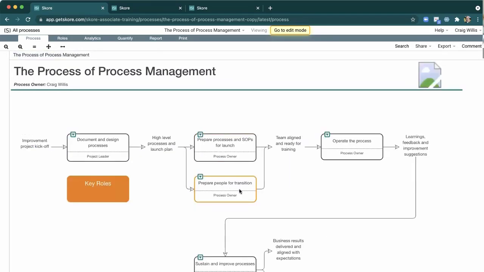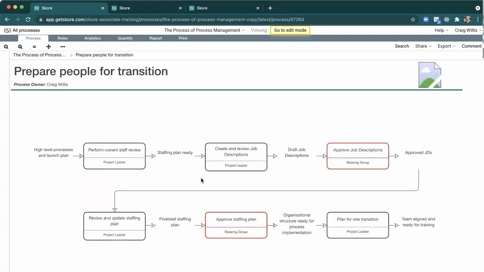The other box here, which is a really, really important one and often gets forgotten, is about making sure that the people themselves who are going to be operating these processes are prepared for them. And so this goes in and talks about understanding your current team, looking at the job descriptions that Skore produces to make sure that they match. If you're making a change to that process, do the people you've got in the current team have the necessary skills to operate that process?